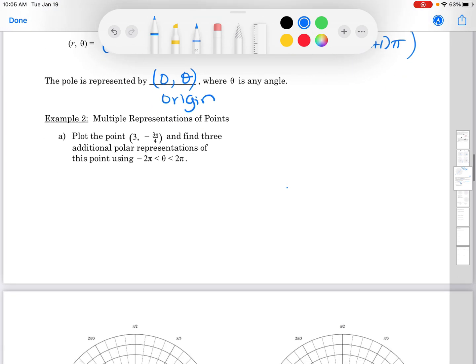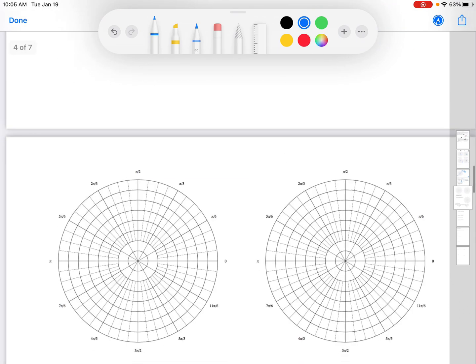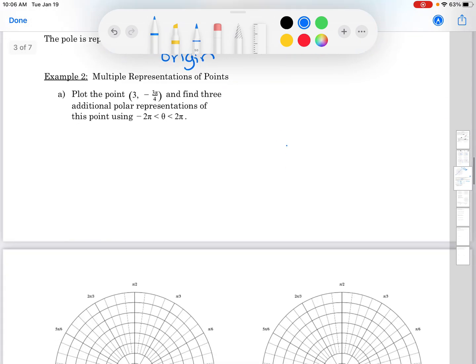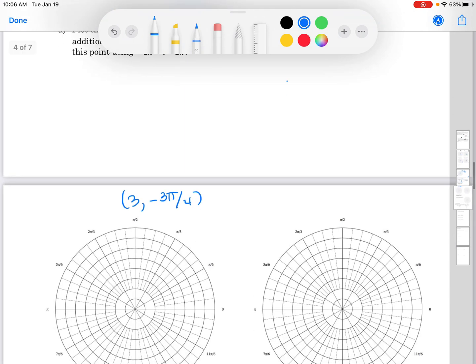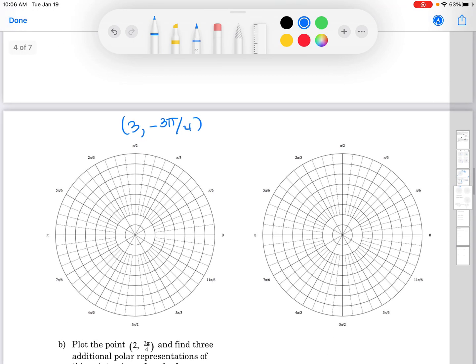So what we want to do is plot, oh, I'm so sorry, I don't know why this did this to me. We're going to plot the point 3 comma negative 3 pi over 4, and then we want to write it 3 more ways in addition to this. So let's plot that point. Negative 3 pi over 4 is over here. 3 circles out, so 1, 2, 3. There's my point.